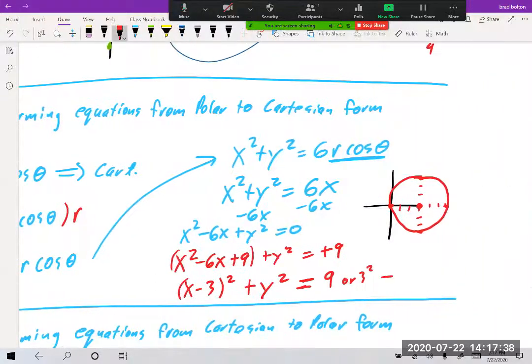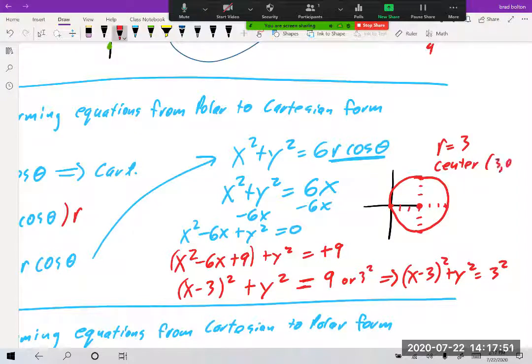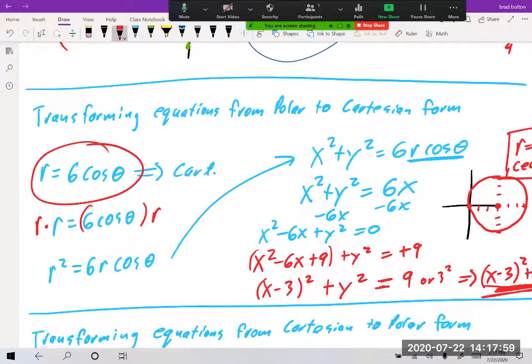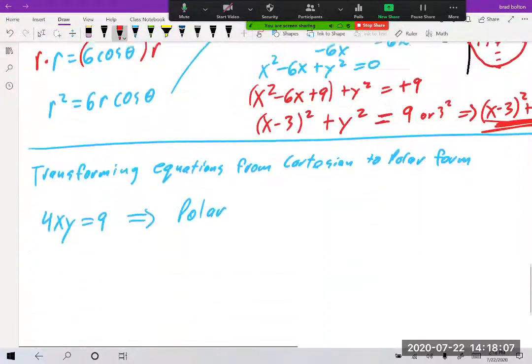Maybe I should write this over here. X minus 3 squared plus y squared equals 3 squared. So this has a radius of 3 and a center at 3, 0. So this information we can pull from this equation. What that's telling you is this right here is actually a circle. But we didn't really see it until we converted it to Cartesian.